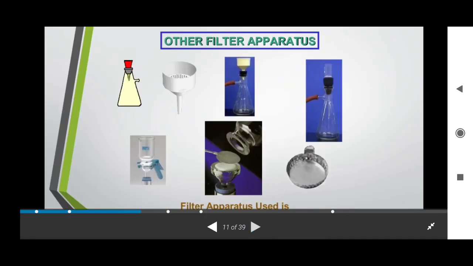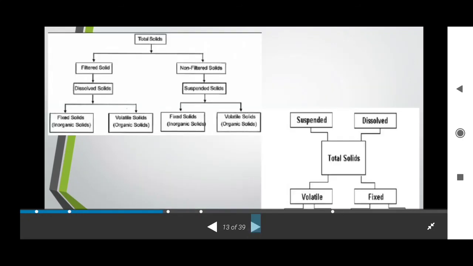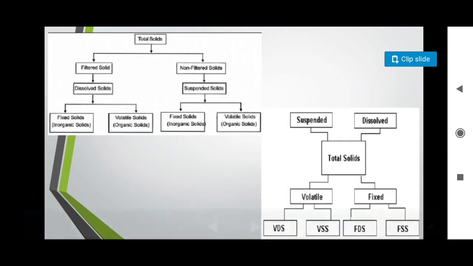Okay. There can be different types of filter apparatus as shown in these figures. These are the figures, again explaining the various things that I have already explained to you.